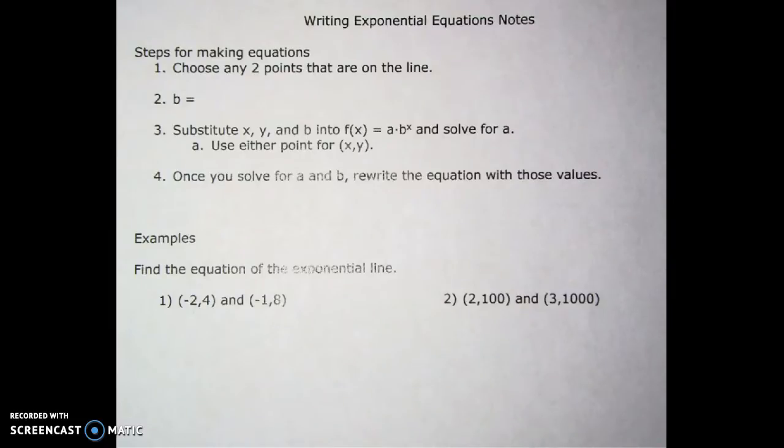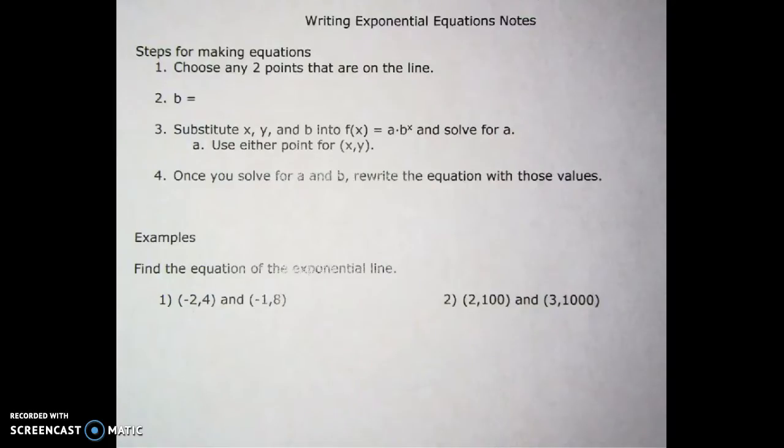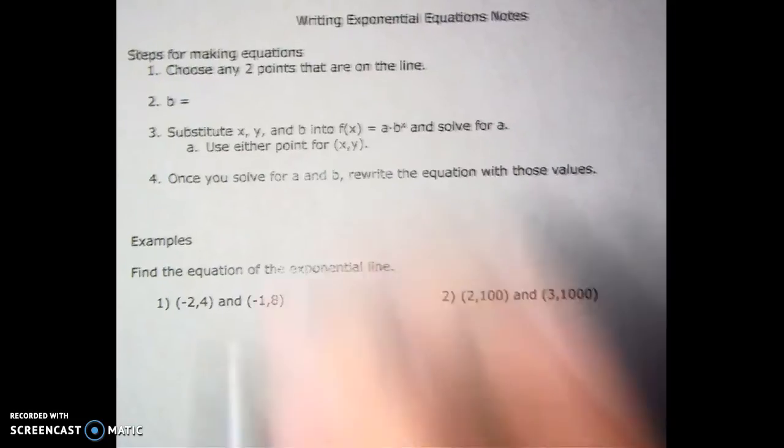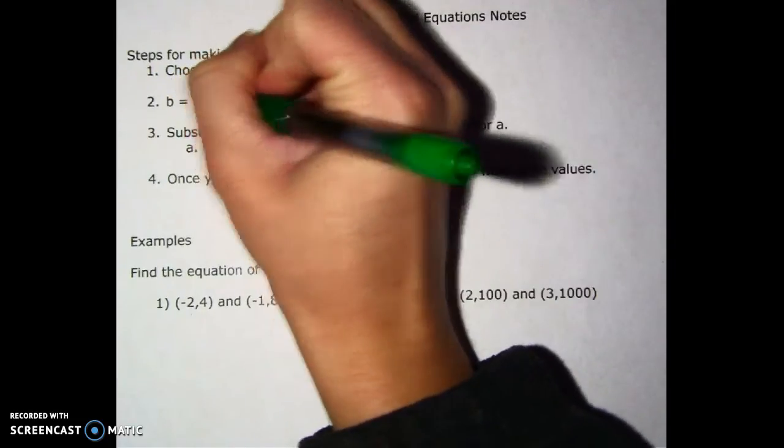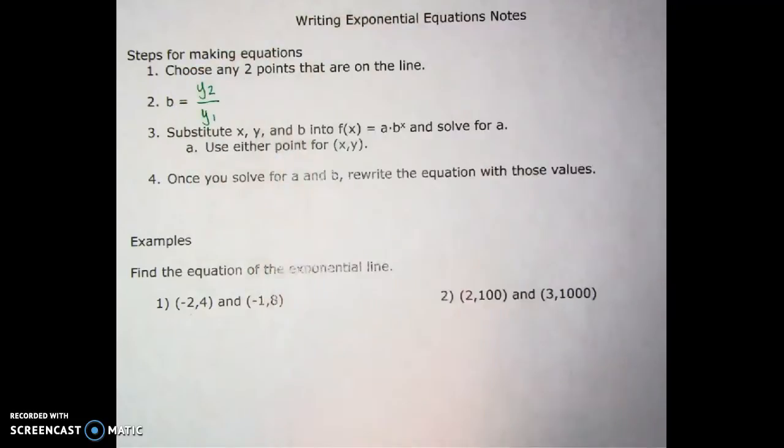First step is that you choose any 2 points that are on the line. As you can see with 1 and 2 down here, you already have 2 points. If you look on the back, that's when you actually have to choose the 2 points. And for b equals y2 over y1, I'll explain all of this once we get down to the math part of it.